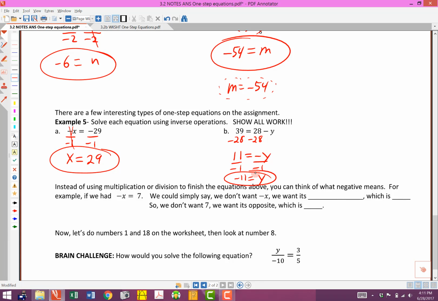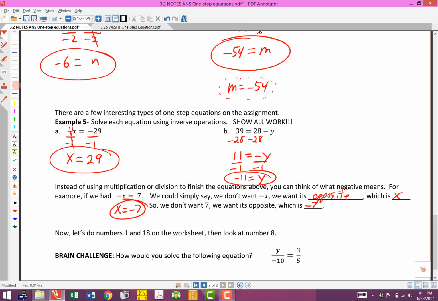What it means is it means opposite. So if we had this problem right here, we could say the opposite of x equals 7. So I don't want negative x, I want positive x. I want its opposite. So we don't want 7, we want its opposite, which is negative 7.